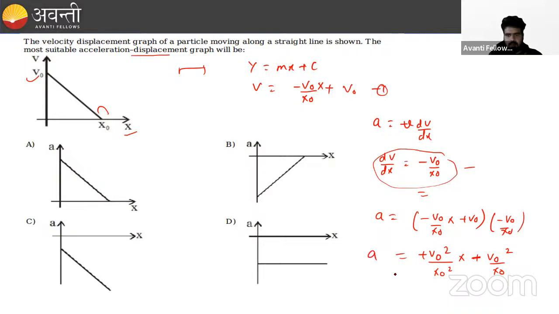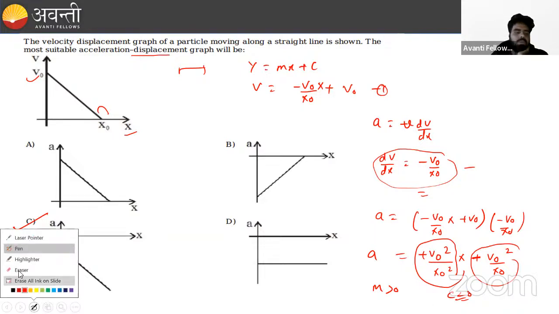After comparing with the straight line equation, we can say the slope is positive, and the y-intercept is negative. Correct? So in the graph of a versus x, the slope is positive and c is negative. But in option C, what do we observe about the slope? We want slope positive and c negative. So in this manner, which graph is correct here?